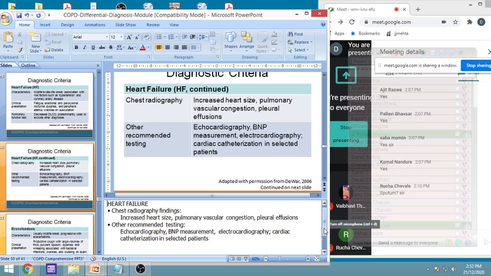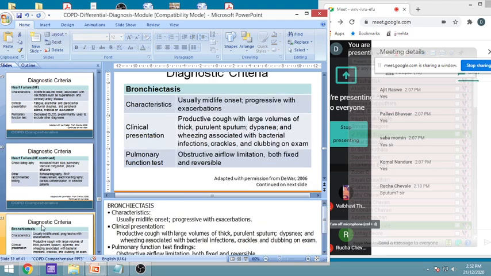So these are various conditions and how we can check them. I told you earlier also, for heart failure we can have echo, ECG, etc. that can help. Then another condition is bronchiectasis, how we can check it and compare it. In bronchiectasis there is a midlife onset, again age 40-50. The same is there with COPD, it also has midlife onset. This is progressive with exacerbations, so it progresses.